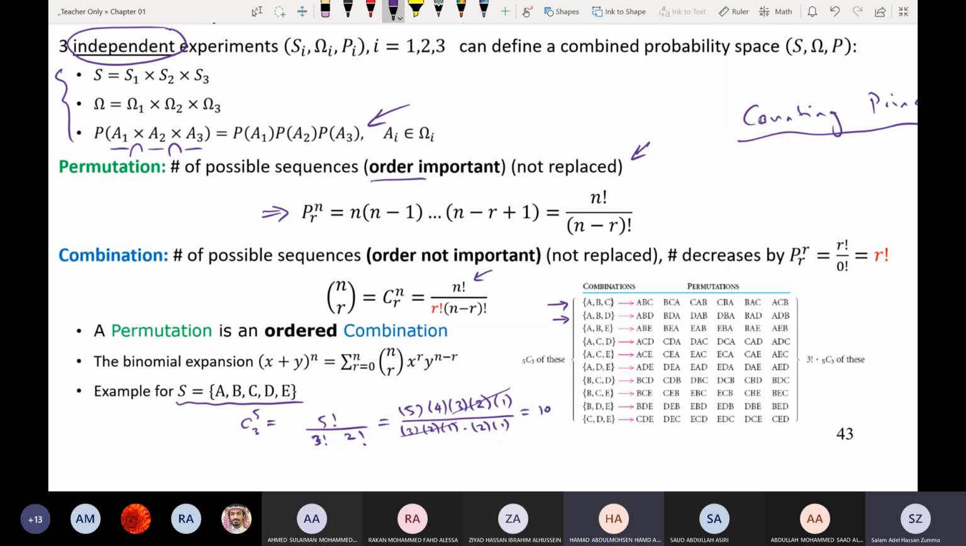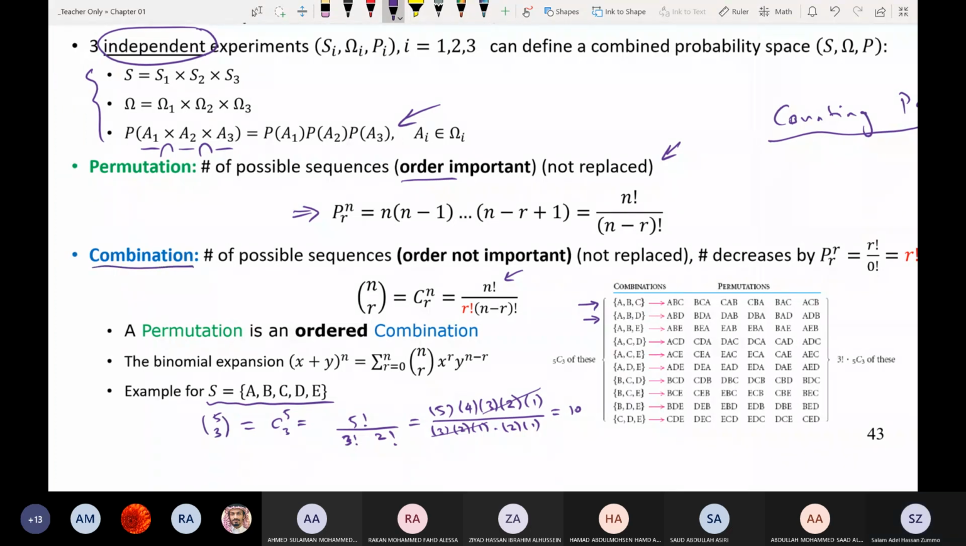Excellent. So there are 10 different ways you can pick 3 letters out of 5 letters. And we call this 5 choose 3. These are the combinations, the number of combinations.